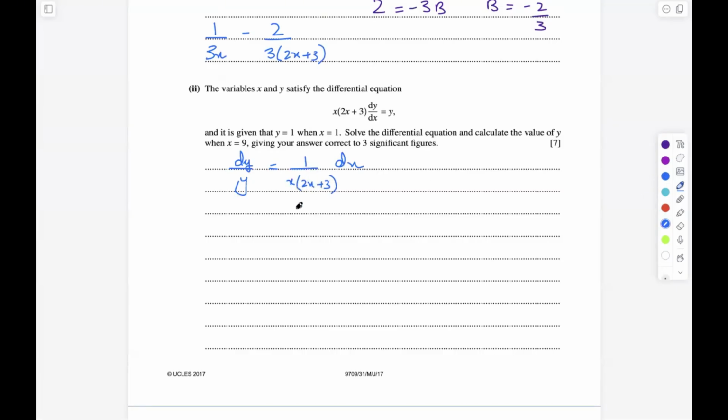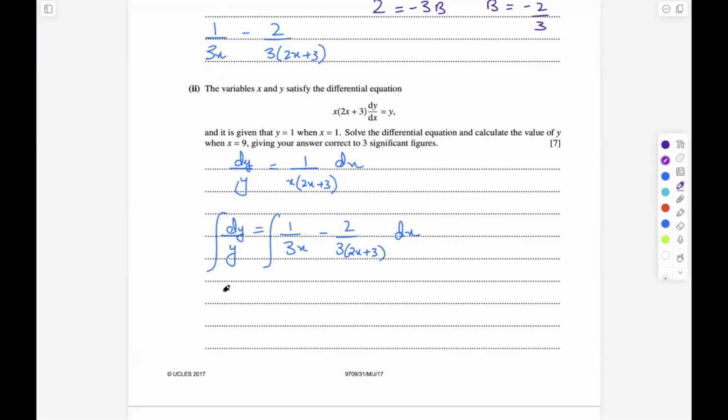Now, as we have already broken this up into partial fractions, the answer was 1 upon 3x minus 2 upon 3 into 2x plus 3, dx, and this was dy upon y. Now, to solve the differential equation, we'll integrate both the sides.